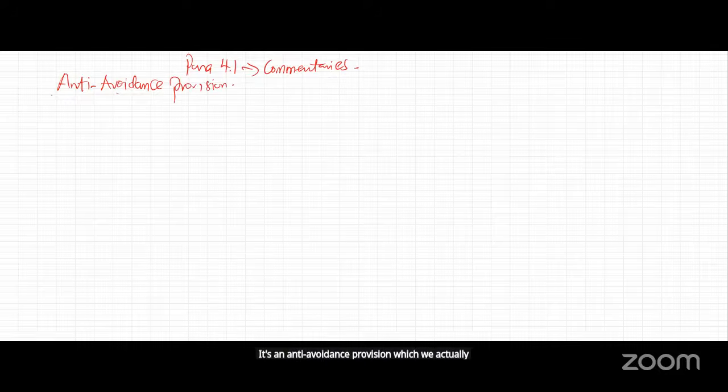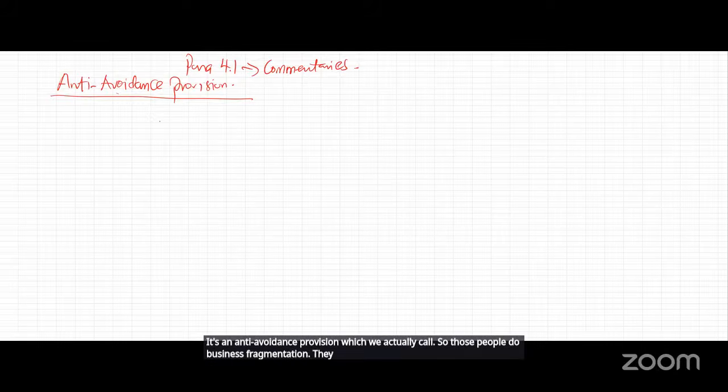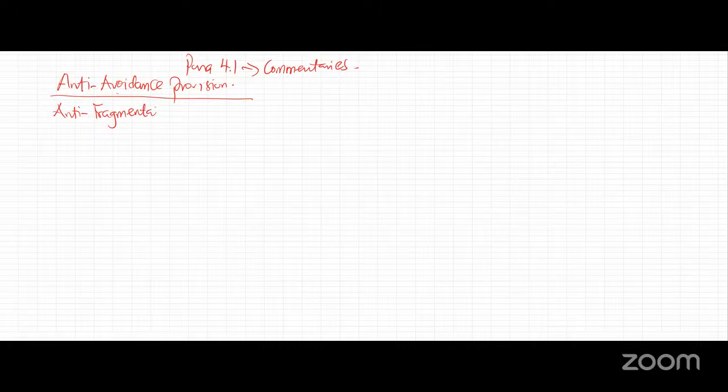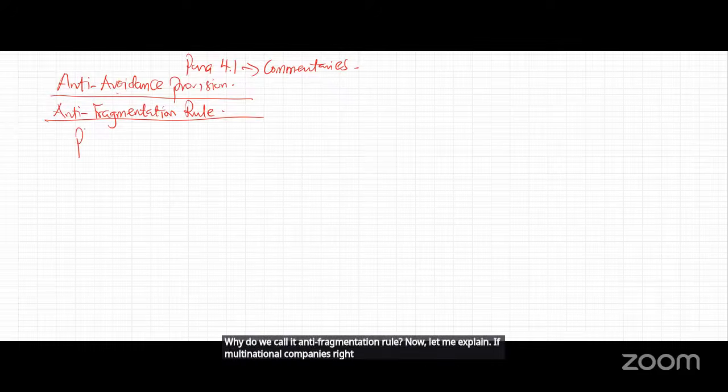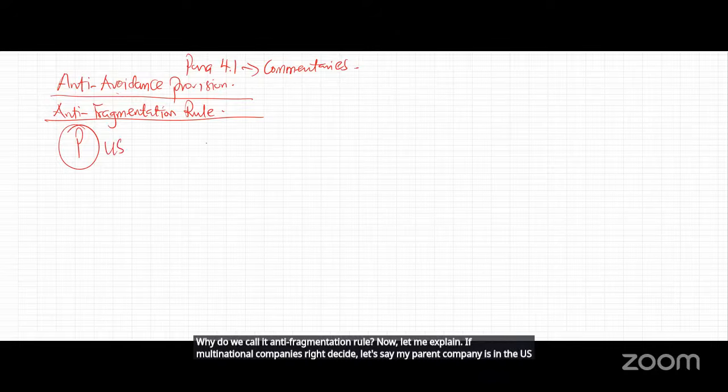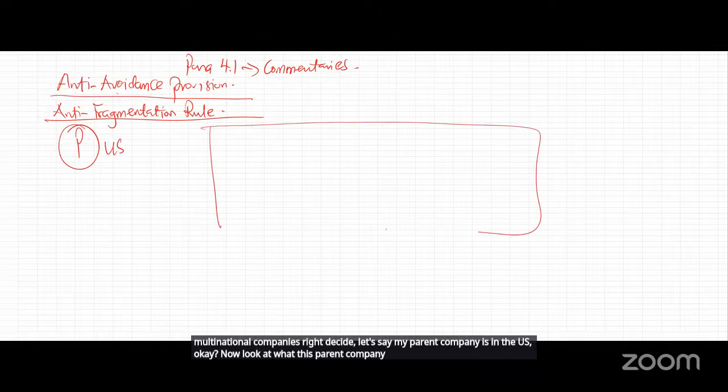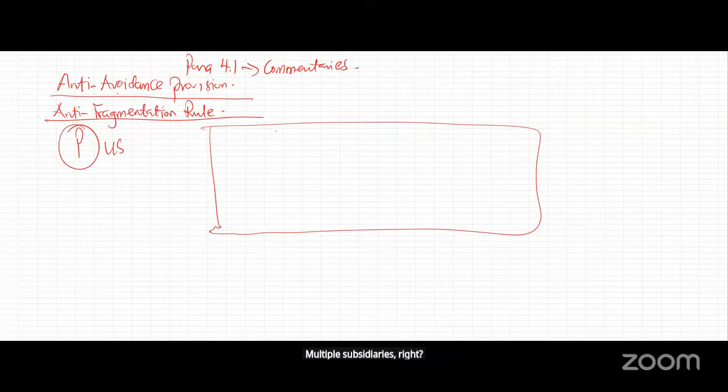So those people do business fragmentation. They put the business into fragments. So we call it the anti-fragmentation rule. Why do we call it the anti-fragmentation rule? Now let me explain. If multinational companies decide, let's say my parent company is in the US, this parent company sets up multiple subsidiaries in the same place, or multiple locations in the same country.